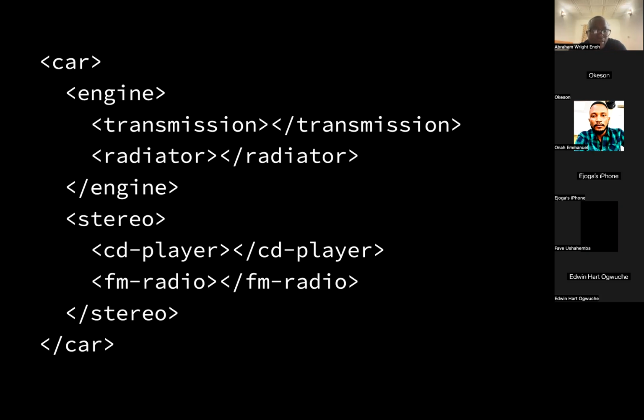Transmission, radiator, CD player, and FM radio. These are the grandchildren. So going by the car as a parent here, it will be the grandparent to the transmission, radiator, CD player, and FM radio, right? So we have sectionized them in this regard.